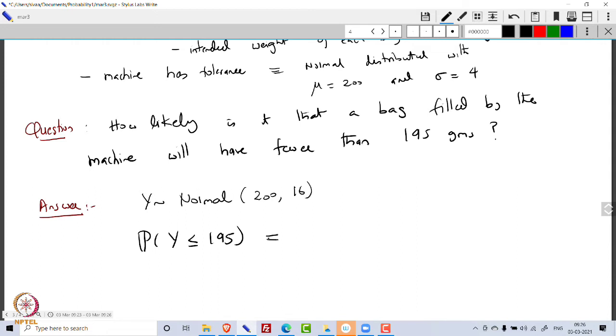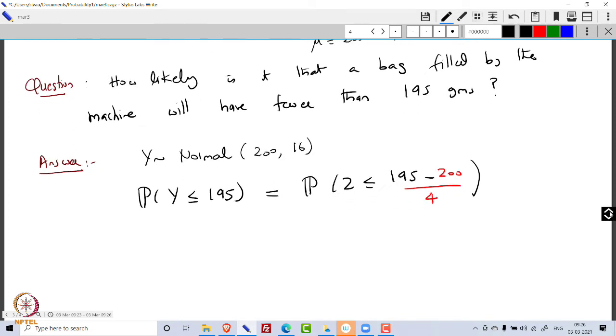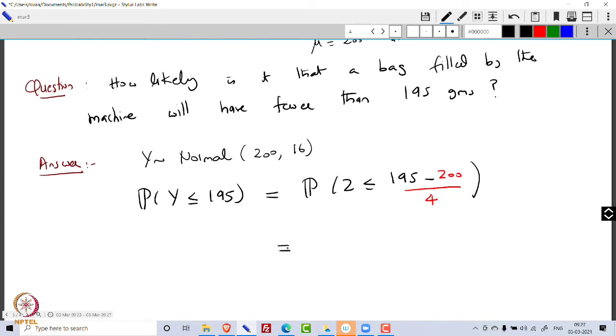So I have to compute this. How do I compute again? We know by the previous calculation that this is the same as Z is less than or equal to 195 minus the mean, which is 200, divided by sigma, which is 4. Right? So now, what is this going to be equal to? The probability that Z is less than or equal to 195 minus 200, which is minus 5, so it's minus 5 by 4.